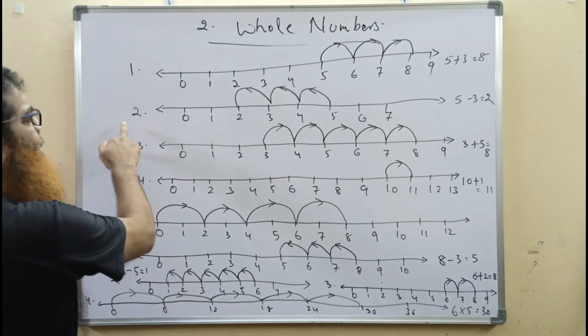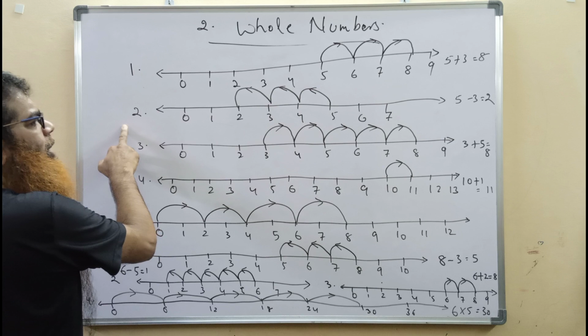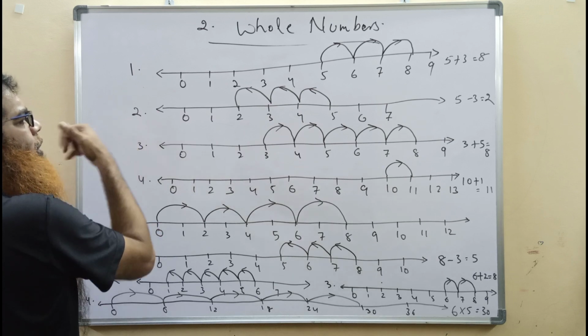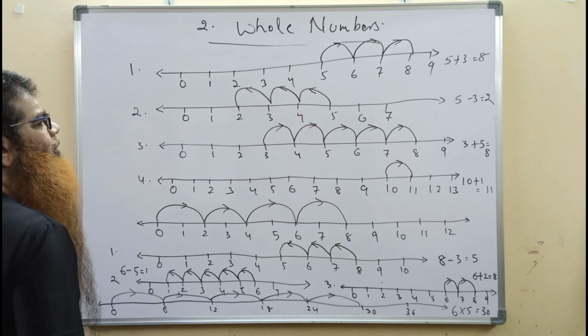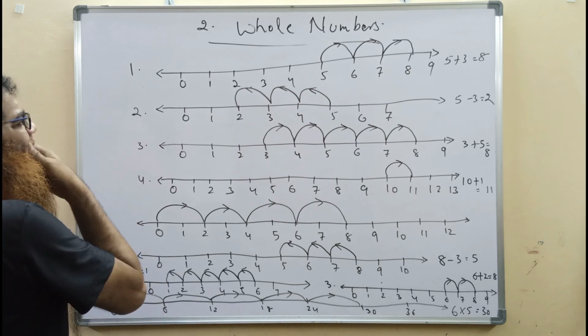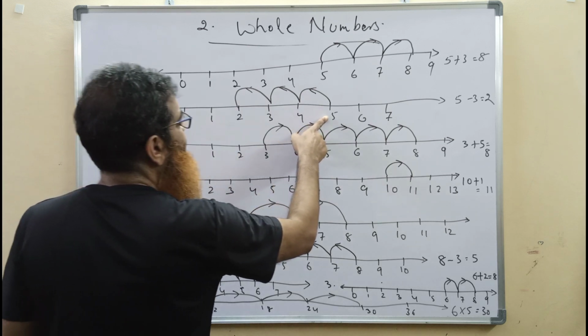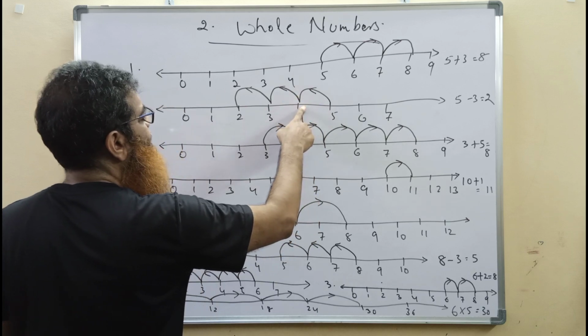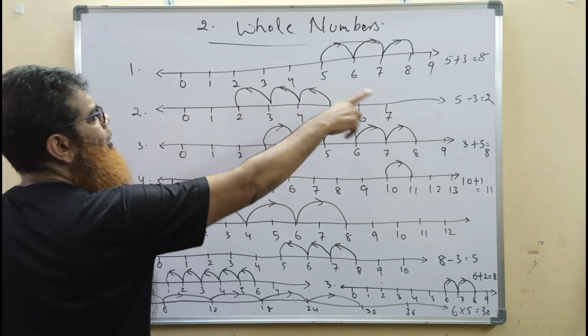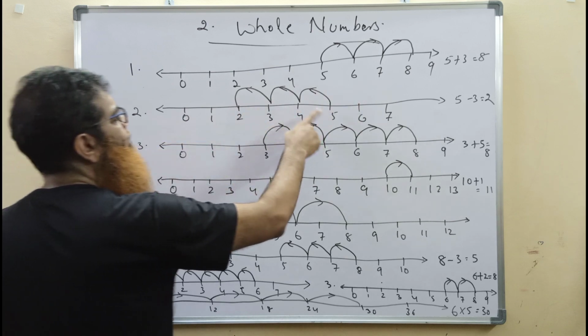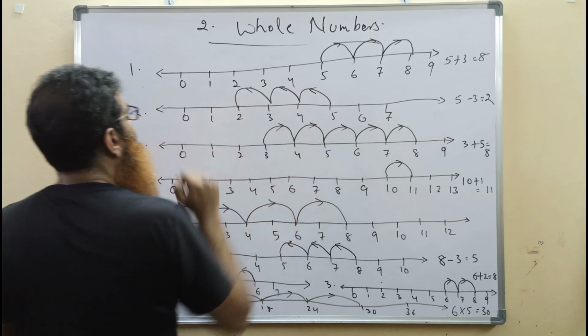In the second thing, we try to understand how we end up at a number on the left side of the number line when we subtract. 5 minus 3. When we are subtracting, obviously we jump to the left, one number, two numbers, 3, because we are subtracting 3. 5 minus 3 is 2. We ended up at 2.